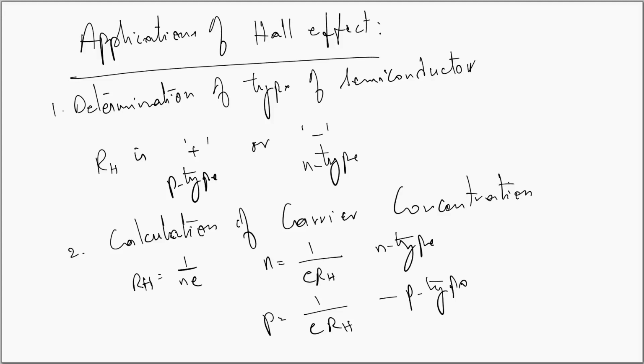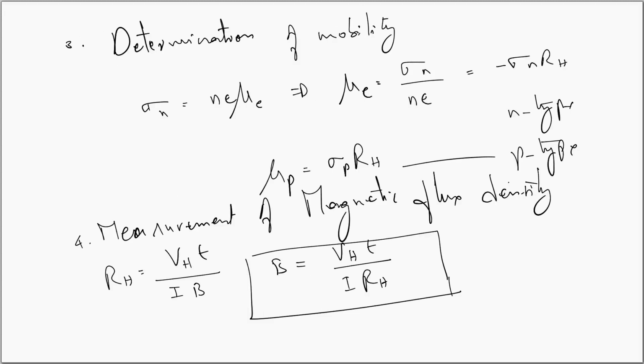We have discussed the applications of the Hall effect. Hall effect can be used to determine the type of the semiconductor. Using the Hall coefficient, one can say whether the given sample is a p-type semiconductor or an n-type semiconductor. One can calculate the carrier concentration of the given semiconductor. One can determine the mobility of the charge carriers in the given semiconductor. One can also measure the magnetic flux density using the Hall effect.